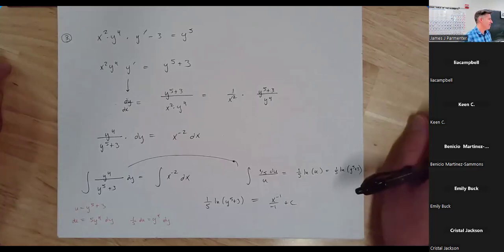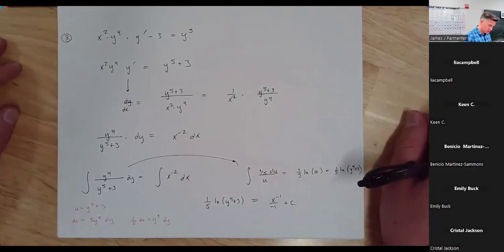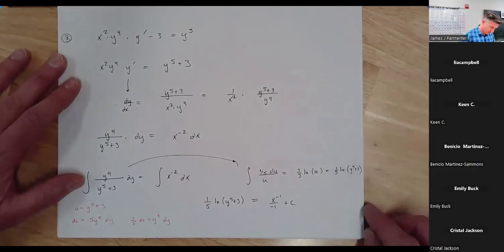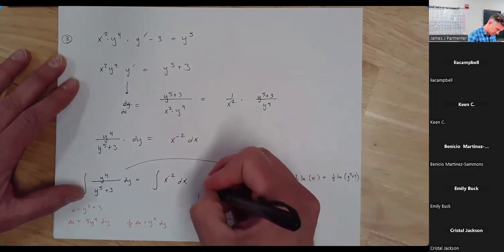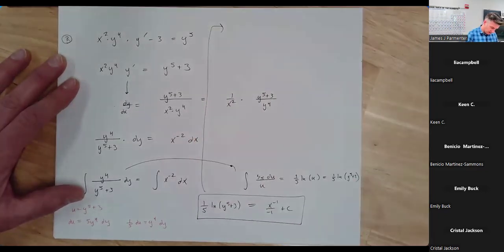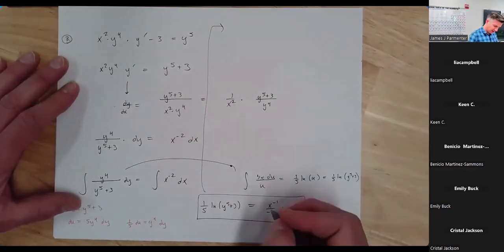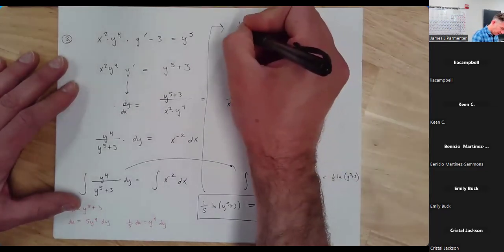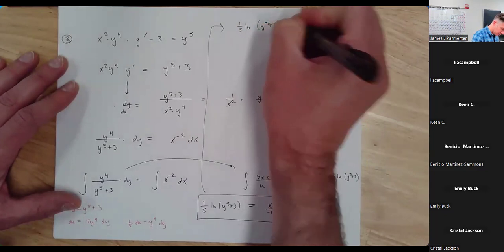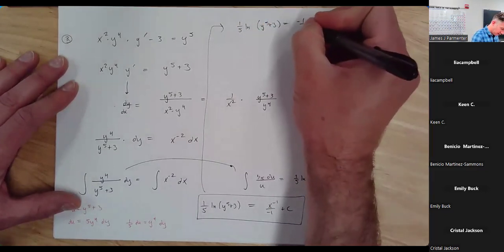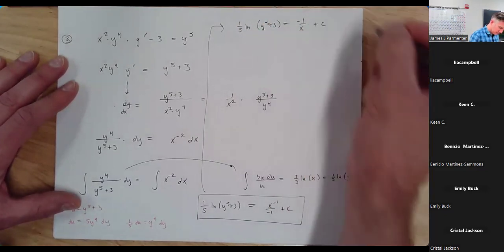Can we solve for y here? Yeah, we can. So we should. Let's go up here and solve it. I know I'm all over the place on this page. I'm sorry. And then we're going to multiply both sides by 5. Actually, let's rewrite the right-hand side. We've got 1/5 natural log of y to the 5th plus 3 equal to, let's write that as -1 over x plus c.